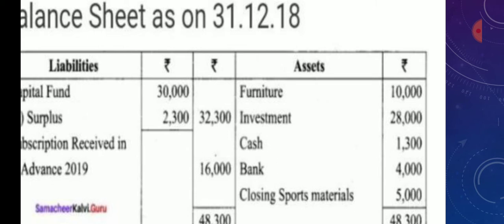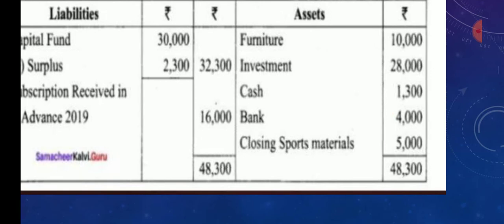The concept is all the adjustment will appear in two accounts. One is income and expenditure and another one is balance sheet. At the same time, the total value for both sides will be shown in the same value. The same value represent for both sides. 48,300 in asset side, the same value 48,300 in the liability side.